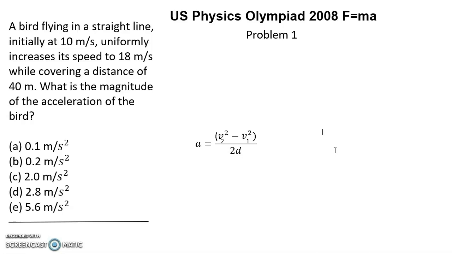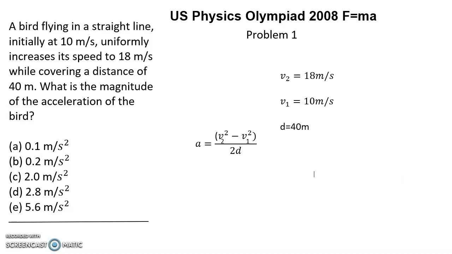And this equation in the form of acceleration, to find acceleration, looks like this. Here we have such notation: final speed v2 equals 18 meters per second, initial speed v1 is 10 meters per second, and the distance is 40 meters. And this is our kinematic relation between all these things. So this is how to calculate the acceleration.